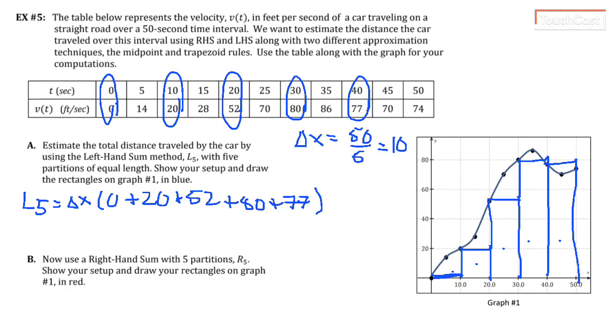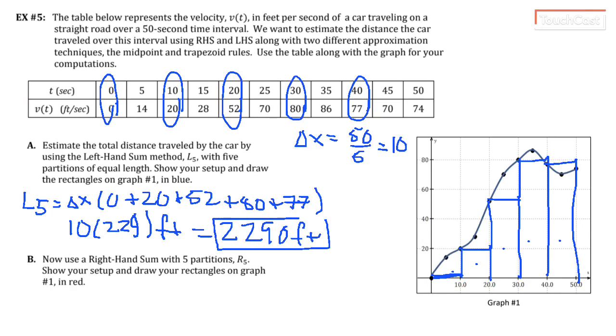So we know delta x is 10. So we're going to add all those numbers and then multiply them by 10. So I'm going to just replace delta x with 10, and then I'm going to add the numbers. If we add them, we're going to get 229. It's going to be 10 times 229 feet for the total distance that this car traveled. If we multiply, we're going to get 2,290 feet as an estimation or an approximation.